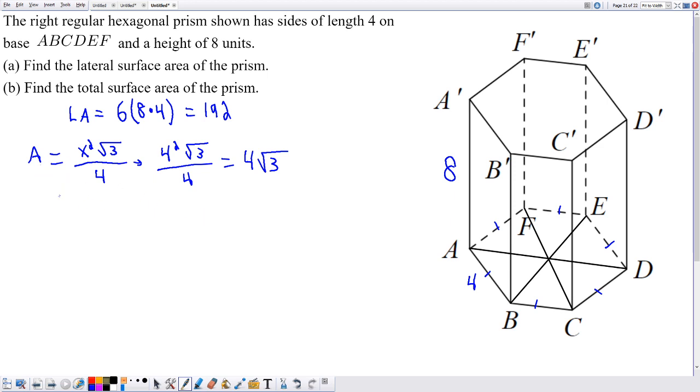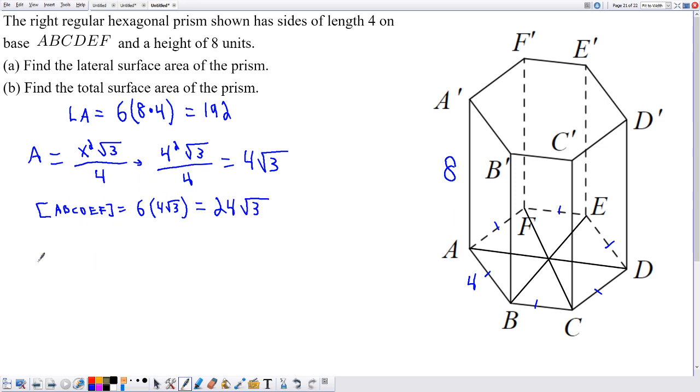We want the area of both of the hexagons. So what should we do from there? Well, let's take the area of A, B, C, D, E, F. That would be 6 of the areas of the equilateral triangles put together. So we're going to do 6 times 4 root 3. And we have that 6 times 4 is 24, and square root of 3.